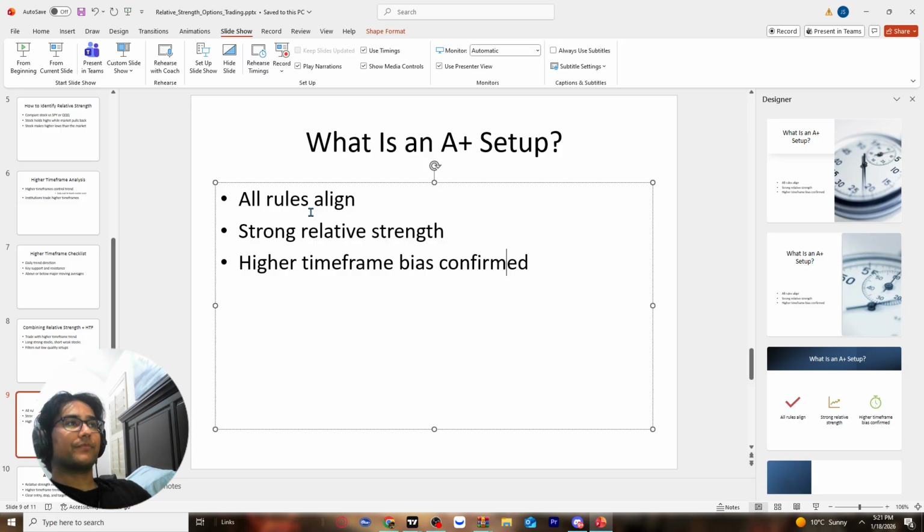So just be able to understand that if you can get an A plus setup with strong relative strength and with the higher time frame combined, then your win rate will be 100 times better than whatever you're doing now. It's as simple as that, right?